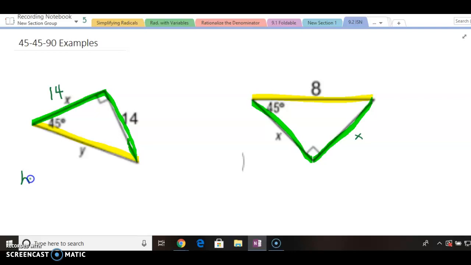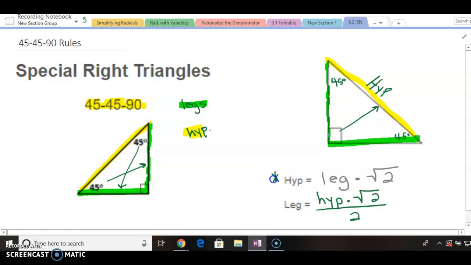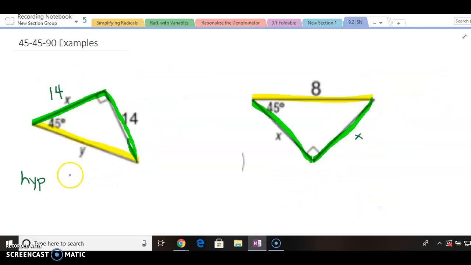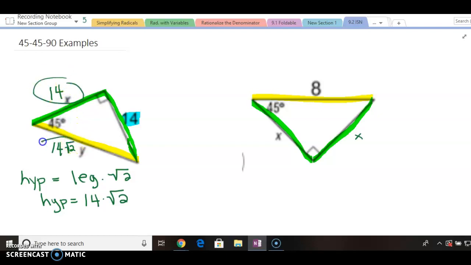Okay, so here I have both of my legs. Now I'm just going to go back to what I did before. If I'm trying to find my hypotenuse, I know it's going to be my leg times the square root of 2. So hypotenuse equals leg times square root of 2. Okay, but notice I have the value of my leg. My leg is 14. So my hypotenuse has to be 14 times square root of 2. So my y then is 14 square root of 2. Okay, so my x is 14. My y is 14 times square root of 2.